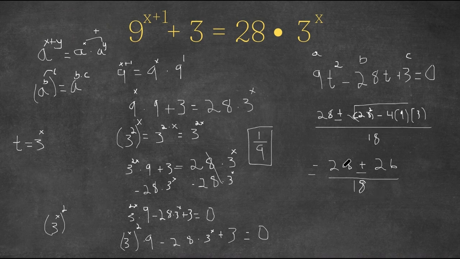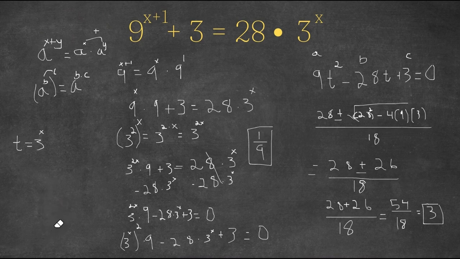Now our second value is (28 plus 26) over 18. And 28 plus 26 is 54. So we have 54 over 18, and 54 over 18 is 3. So 3 is our second value of t.